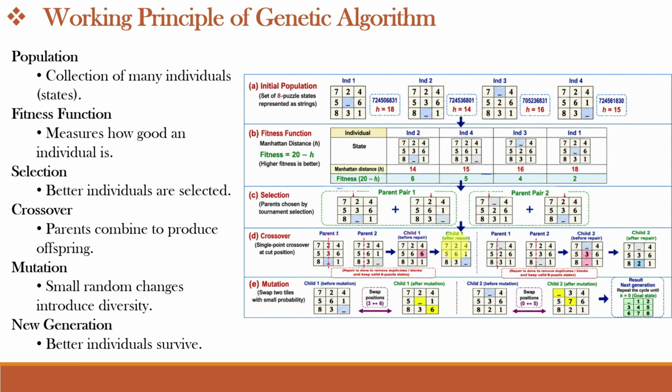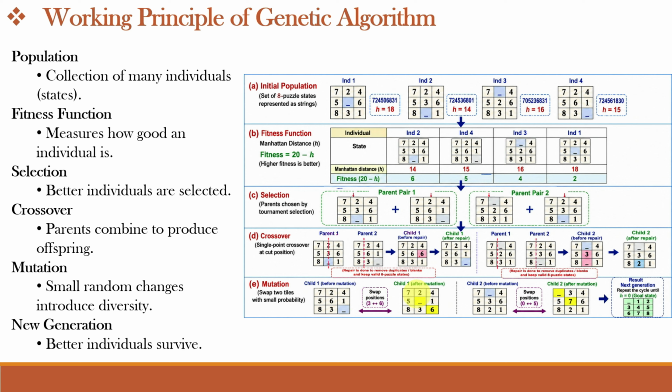After crossover, a repair operation is applied to remove duplicate tiles and to ensure that each digit from 0 to 8 appears exactly once. Why? So that the child remains a valid 8 puzzle state. So here 6 was appearing 2 times, so one of the 6 is removed and a valid 8 puzzle state is formed. Finally, in part E, mutation is applied with a small probability. As shown in the figure, 2 tile positions are swapped randomly, introducing diversity into the population. So here 3 is swapped with 6.